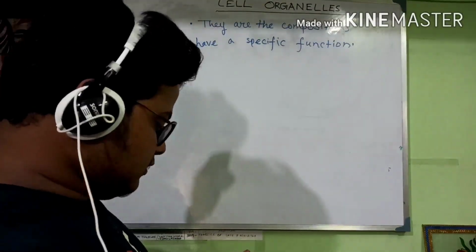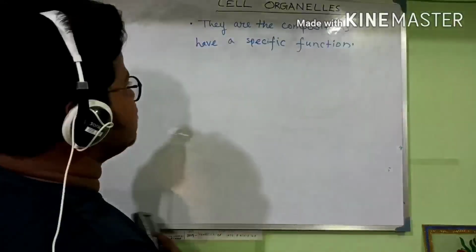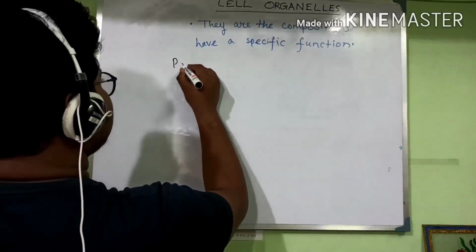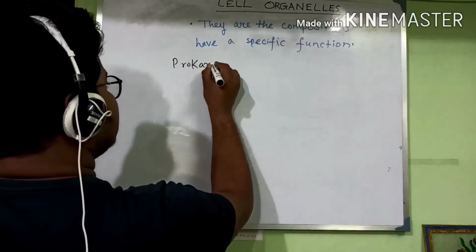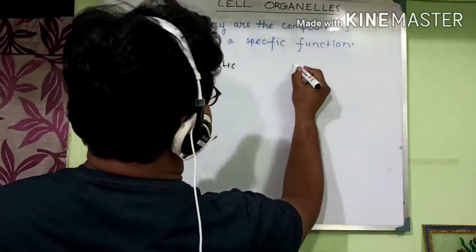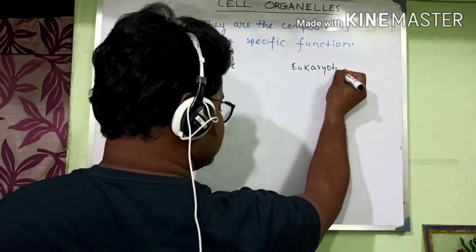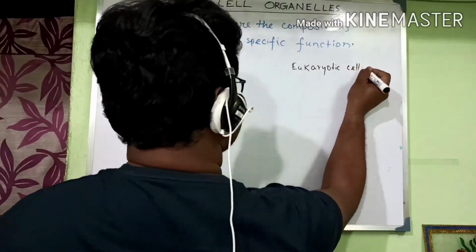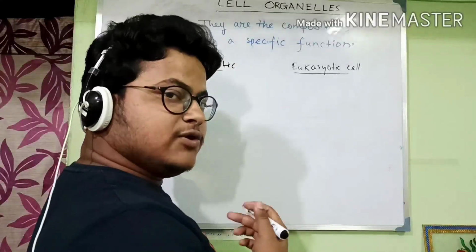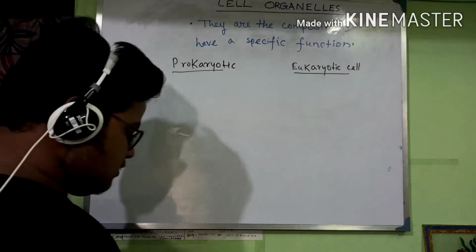So what is the specification of the cell organelles? They are present in both prokaryotic as well as eukaryotic cells. Okay.